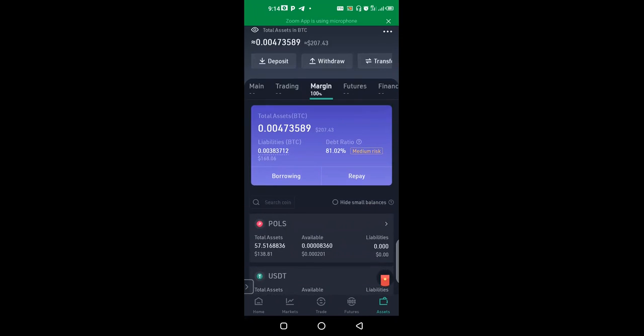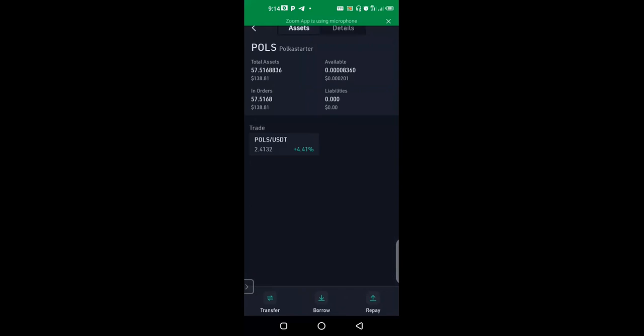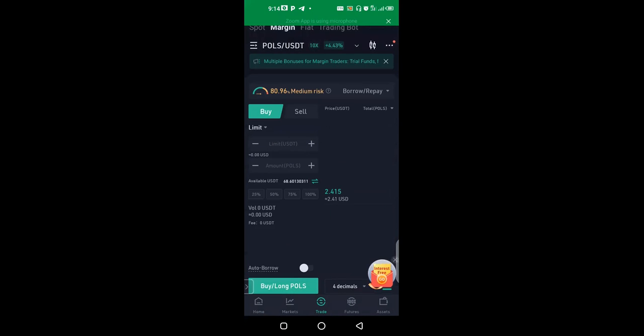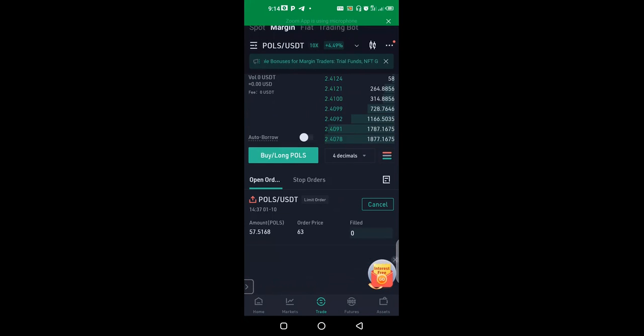Click on that POLS. Yeah, click on it. Click on that POLS USDT. Scroll down. I want to see when you bought. That was the reason why. Click by the right hand corner.